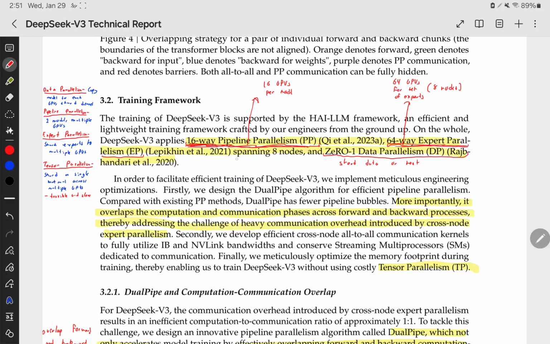64-way expert parallelism, which they mentioned spans 8 nodes. So every node is a cluster of 8 H100 GPUs. So they have a 64-way expert parallelism on that. They put all their experts on 64 GPUs, which spans 8 nodes. And then they use data parallelism. Data parallelism is the normal parallelism where, in a normal case, you would copy a model to 8 GPUs, and you would then feed forward different data on those 8 GPUs, and then accumulate the gradients to create this big batch.